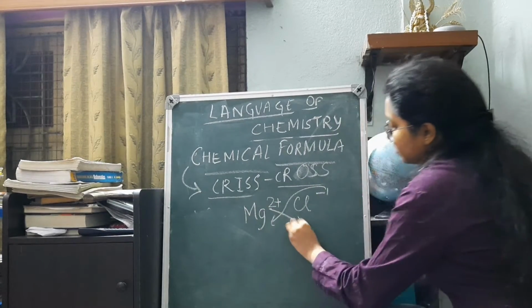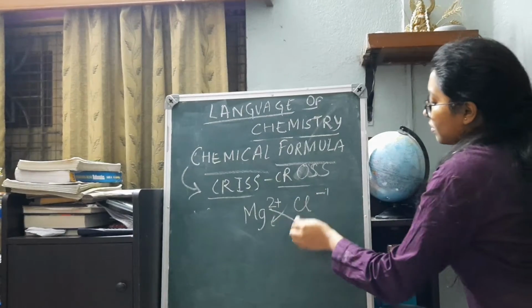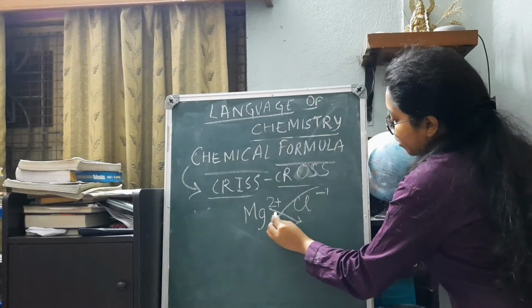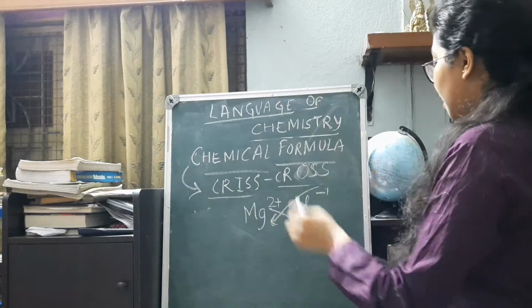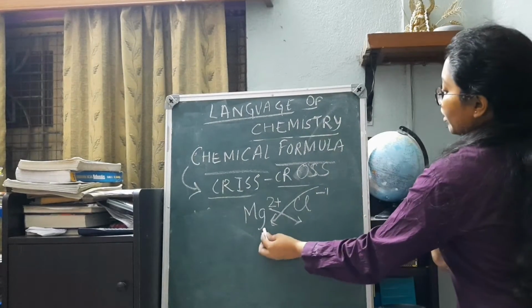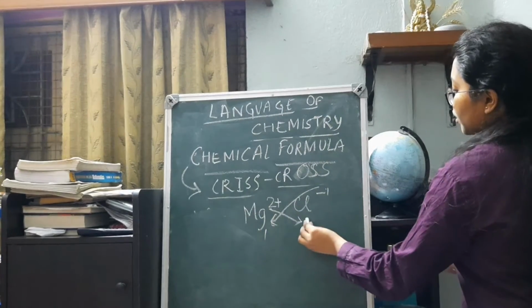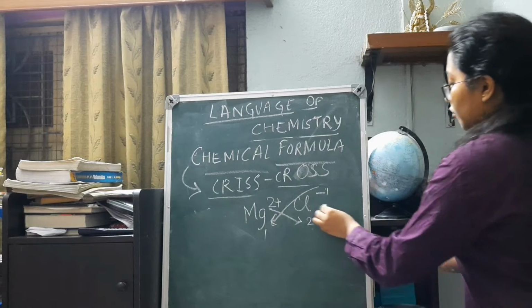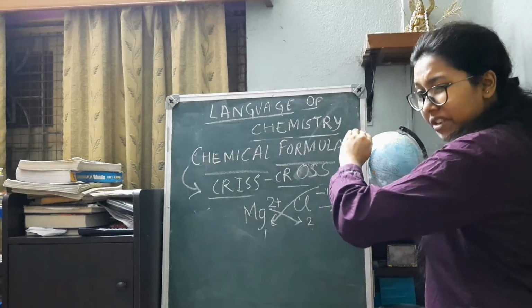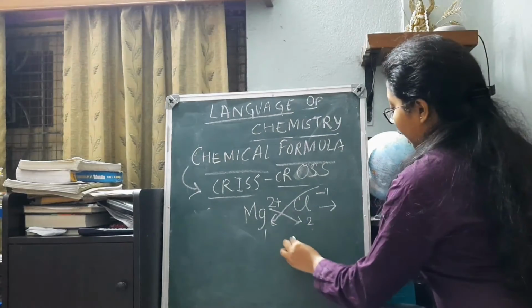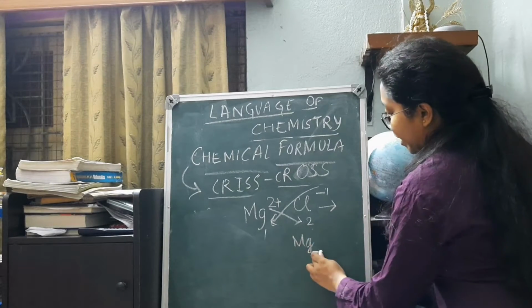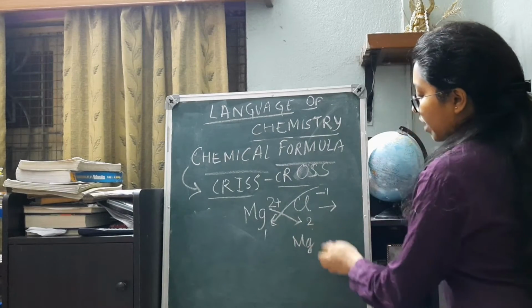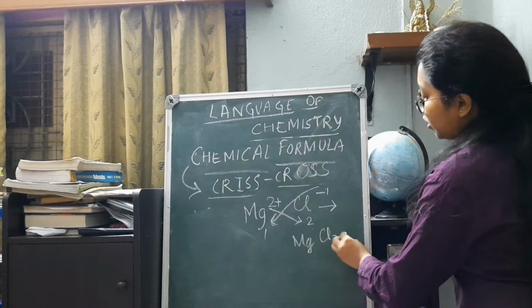Crisscross. This one is not a cross. Okay, crisscross. Now, what goes in here? 1. What goes in here? 2. So we have to write it in the form of a subscript. Mg, 1 has gone here, no issue. 2 has gone here, Cl2.